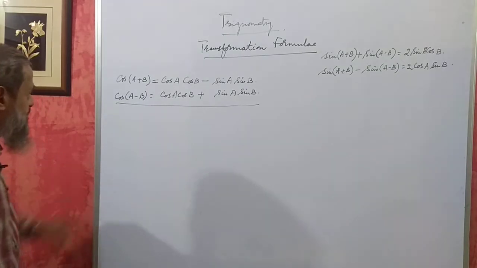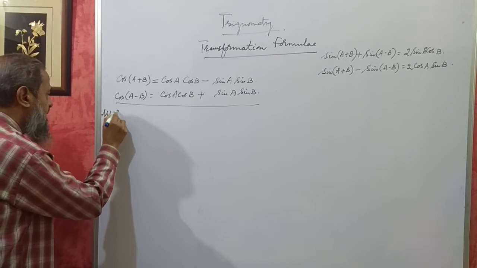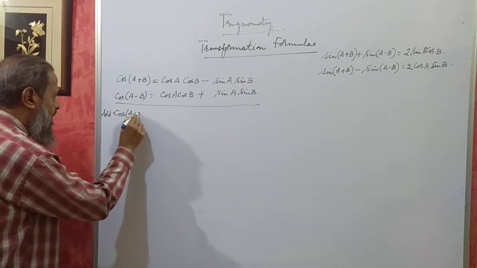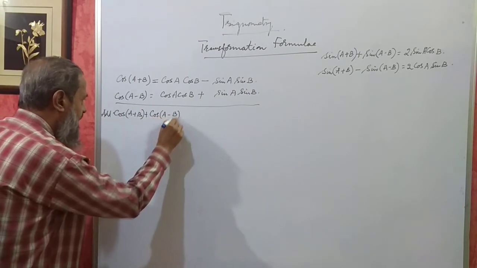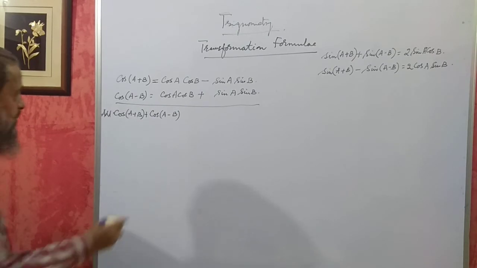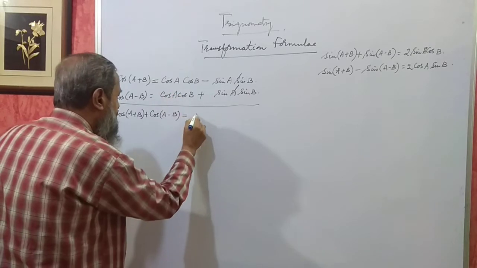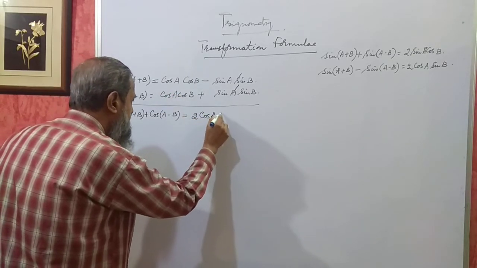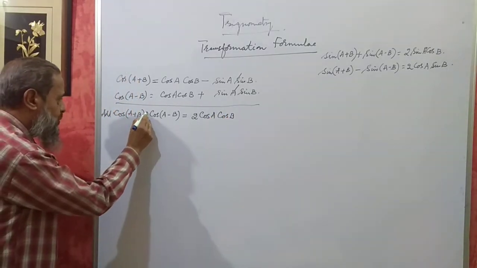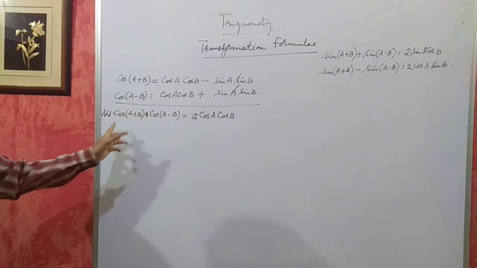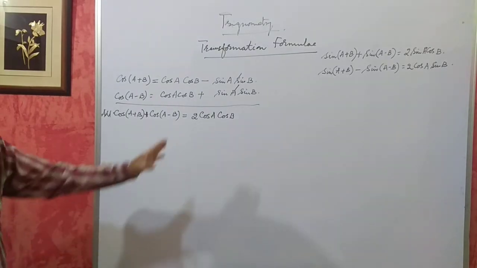Now if I add these two, what happens? Adding, I get cos(A+B) plus cos(A-B) will be equal to, this gets cancelled, so I get 2 cos A cos B. Again same thing, the sum of two trigonometric functions is getting converted into a product of two trigonometric functions.